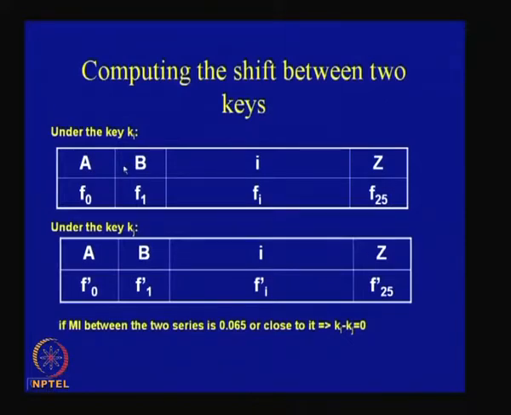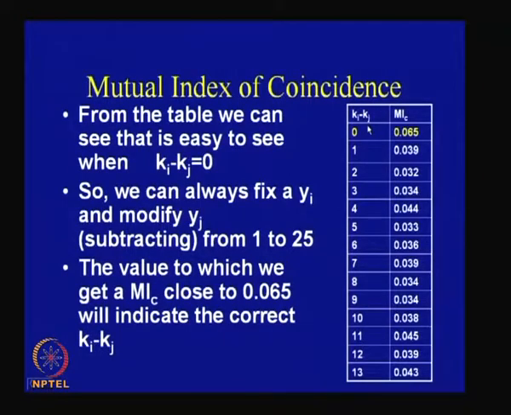If you want to compute the shift between two keys, what you do is that under the key Ki you obtain this corresponding frequency of occurrences, and under the corresponding key Kj, this is the frequency of occurrences, and you consider the MIC between these two series. If it works out to 0.065, then you can say that Ki minus Kj is equal to 0, right, that is observed from this table. That is, if Ki minus Kj is 0, then this mutual index of coincidence is 0.065.